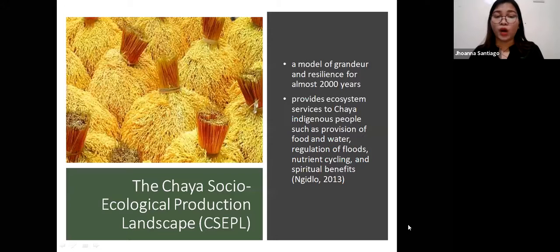So as we all know, the Ifugao rice terraces has been a model of grandeur and resilience for almost 2,000 years. And it provides ecosystem services to the people, especially the indigenous people in Ifugao. It provides food and water, regulation of floods, nutrient cycling, and spiritual benefits.